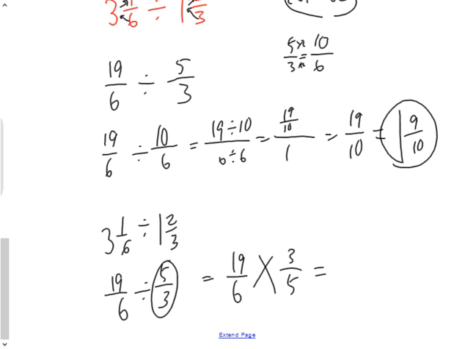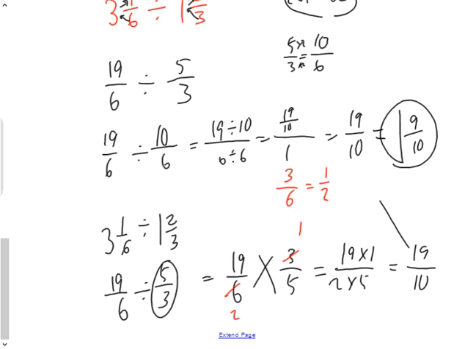Now a smart person right here would cross reduce. So I'm going to cross reduce first. If I think of this 3 and this 6 as being a fraction, in lowest terms, that will be 1/2. And when I multiply that out, 19 times 1 is 19, and 2 times 5 is 10. And because I got that, I got the exact same answer as above.